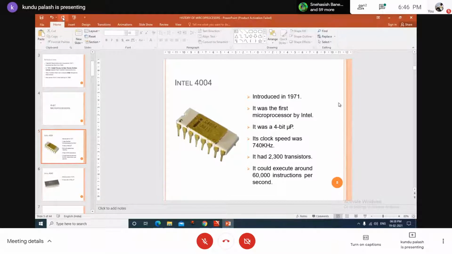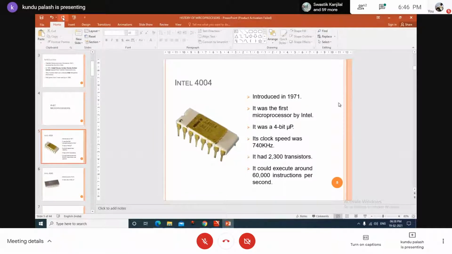So fast means operation per unit second, it can execute 60,000 instructions. The instruction means it can perform arithmetic as well as logical operations, instructions, and machine control instructions other than arithmetic and logical operations. So that is the fundamental idea of any microprocessor.